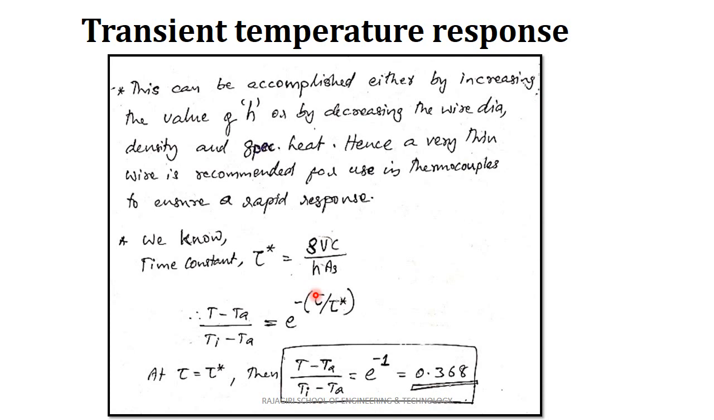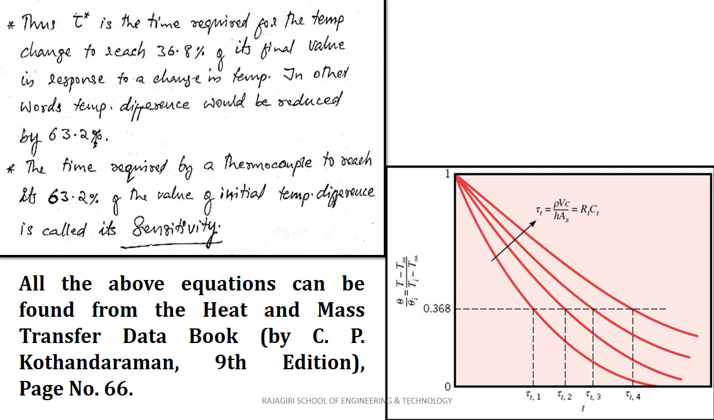When this time tau equal to tau star, the dimensionless temperature term (T minus T_infinity) divided by (Ti minus T_infinity) will be equal to e raised to minus 1. That is equal to 0.368. Thus, tau star is the time required for the temperature change to reach 36.8% of its final value in response to a change in temperature. In other words, tau star is the time required for the initial temperature difference to be reduced by 63.2%.